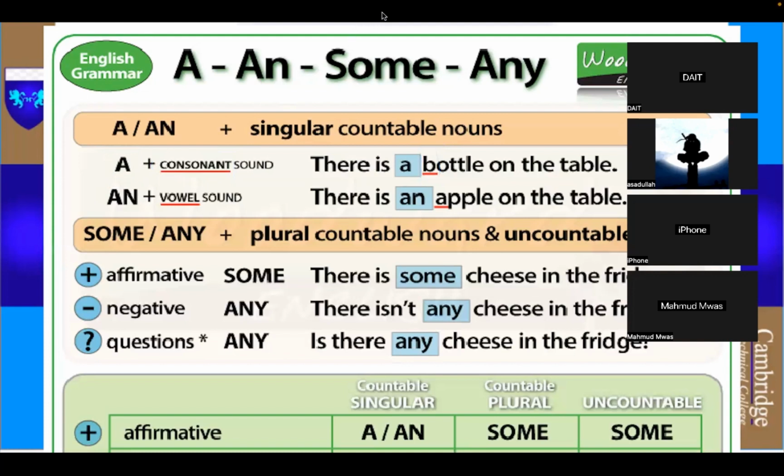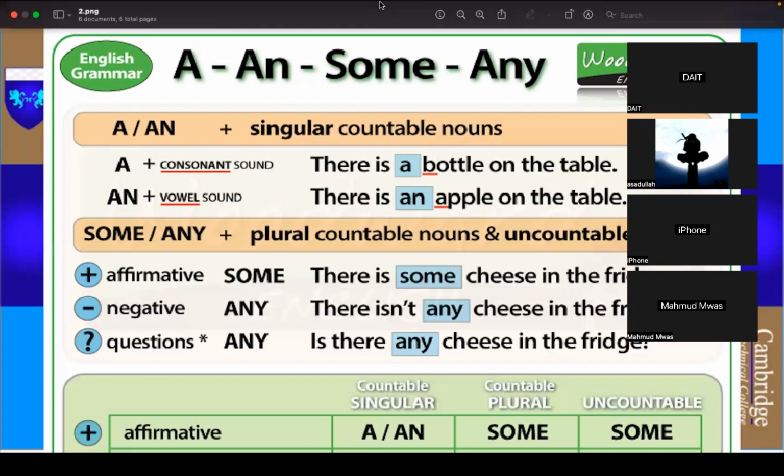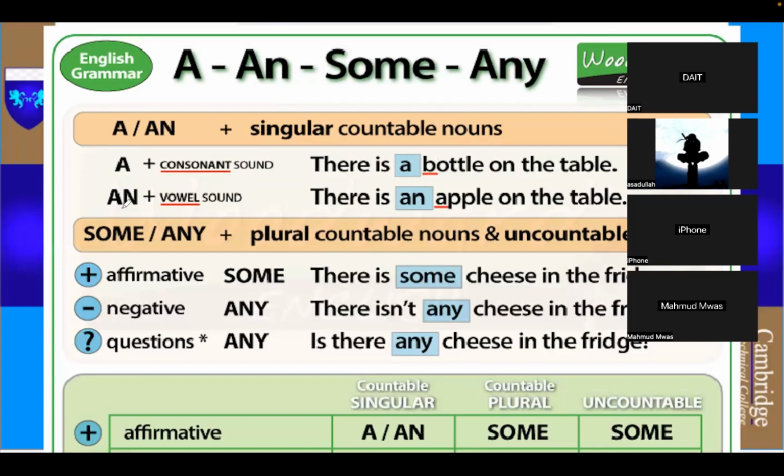So let's make it easier for you. Let's start with an and the rest is easy. So an we use it only with vowels. Okay? Vowel sound. What are the vowels? Who can tell me the vowels of English? We have 5 vowels: A, E, I, O, U. So these are the vowels.